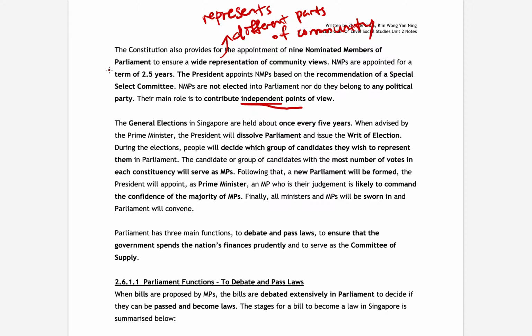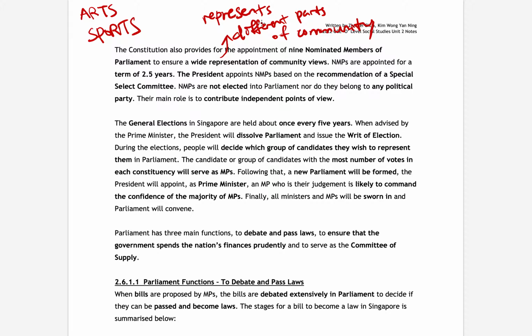For example, most of the times we have people that are from the art sector or from the sports sector. People belonging to these industries are usually called on to be NMPs in parliament.